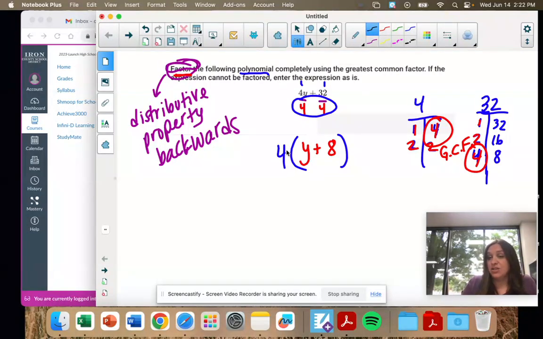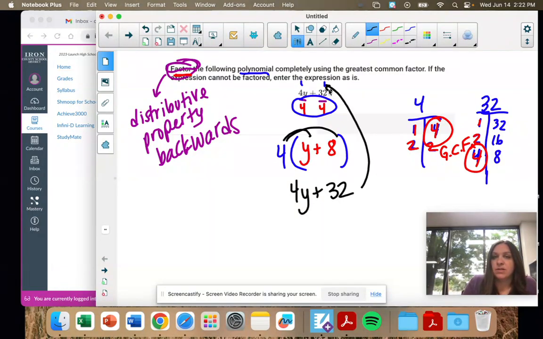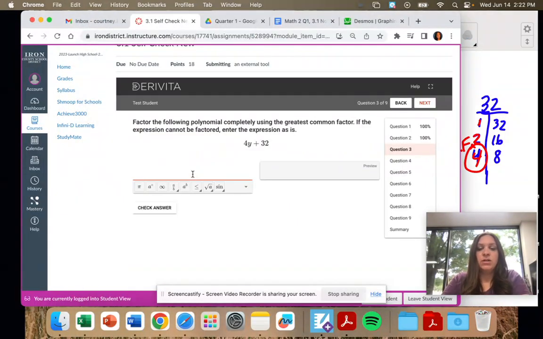You can easily check your answer by distributing that 4. That's why this is the distributive property. And we get 4y plus 32. Okay, so all we're doing is we're rewriting it by taking out a common factor. So 4(y plus 8). That is factored form.